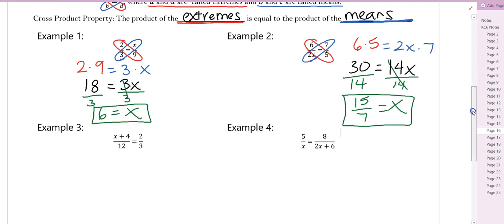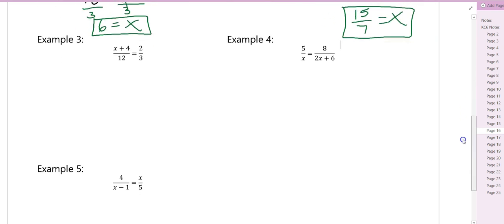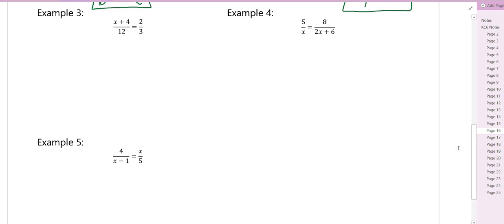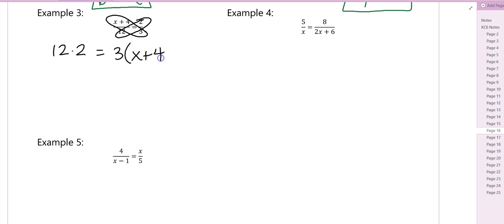So we still have a proportion, right? We still have two sides that are set equal. The only difference is that we have now a little binomial. So when we are multiplying here, I'm going to go ahead and multiply my sides together. So looking at this side, 12 times 2 is going to equal 3 times, now this is where I would use parentheses, x plus 4. Since this is more than one term, please put it in parentheses because that means you have to distribute.